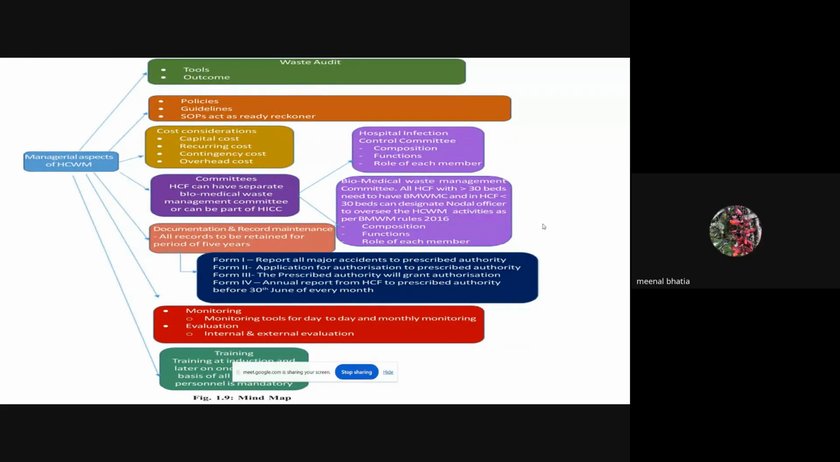But then with the examination also, gloves are used. So if it's a gynae clinic, then you should have it. You should have it. Okay.